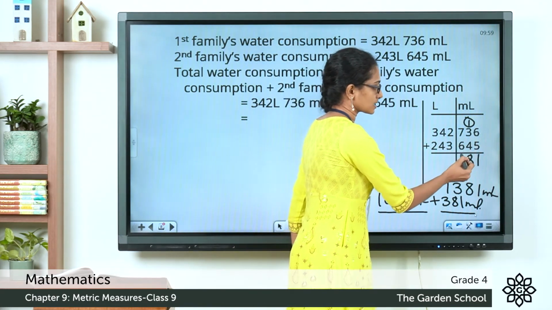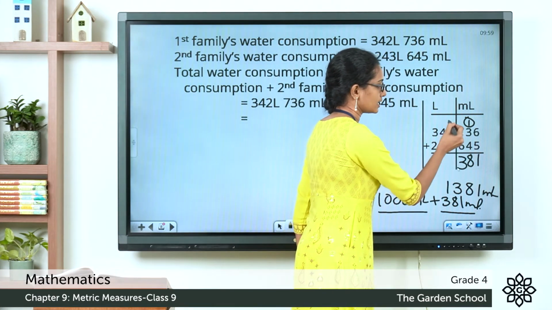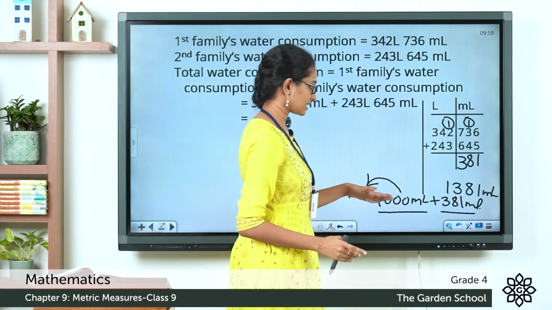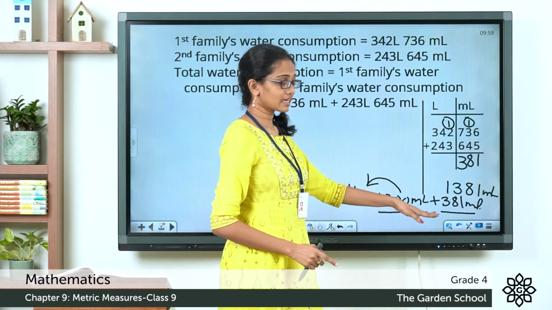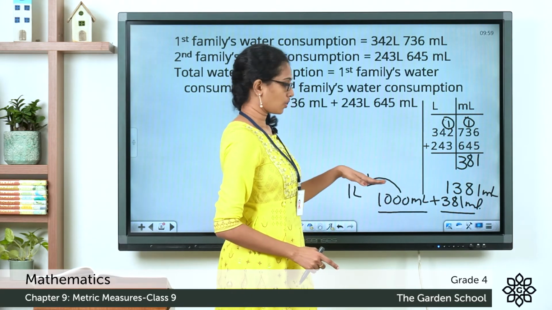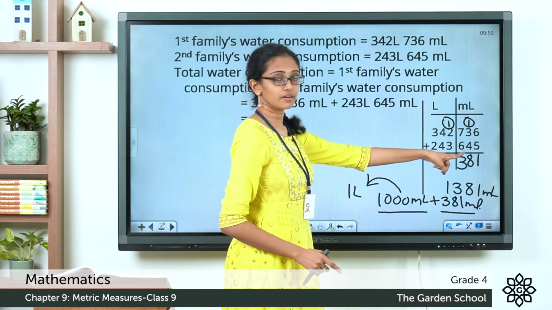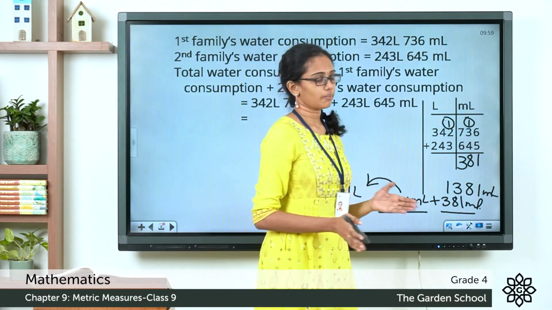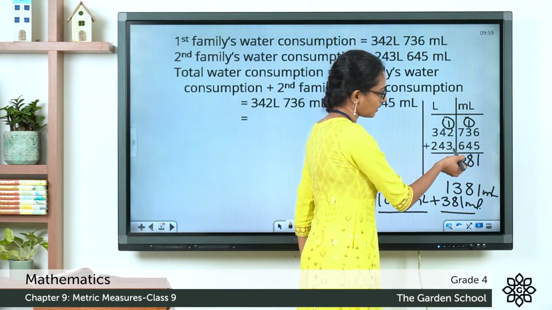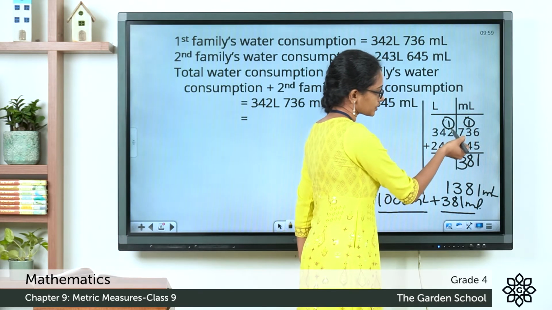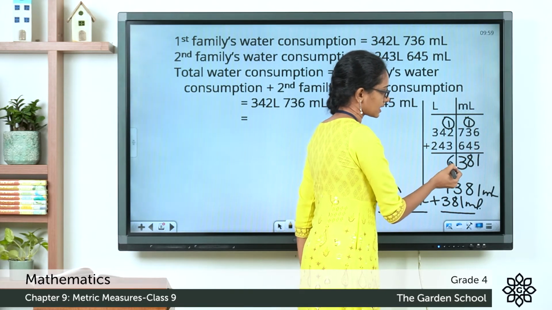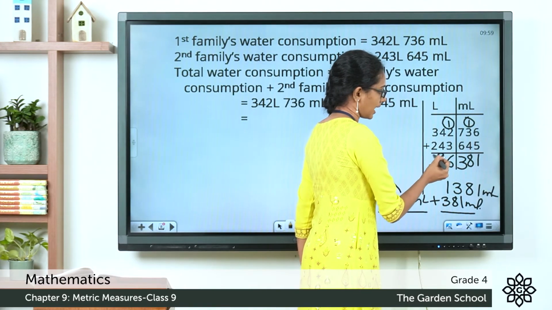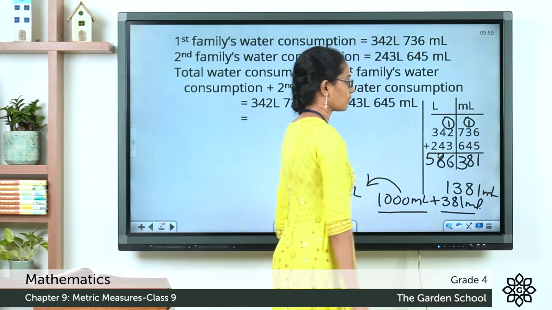So 7 plus 6 equal to 13. We are writing that 3 here and carrying over 1 to the next place. So what happens here exactly is that you are carrying over the 1000 milliliter or 1 liter from here, the milliliter column, to the next liters column. Just keep this in your mind. So here we have in the liters column 3 plus 2, 5 plus 1, 6 here. Now 4 plus 4, it is 8. Now here we have 3 plus 2, 5.